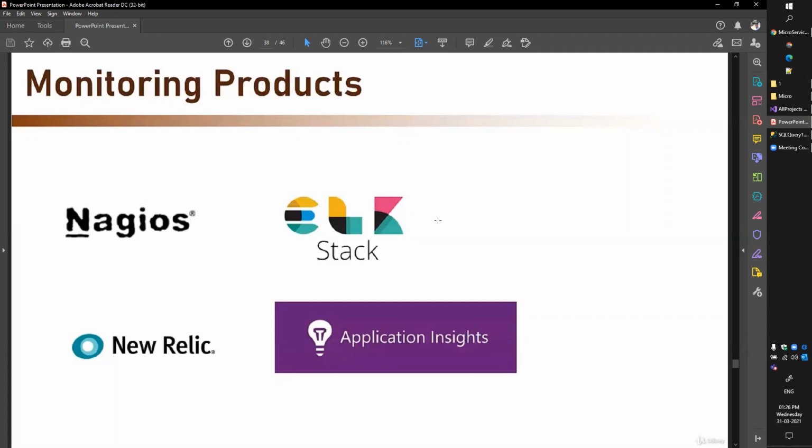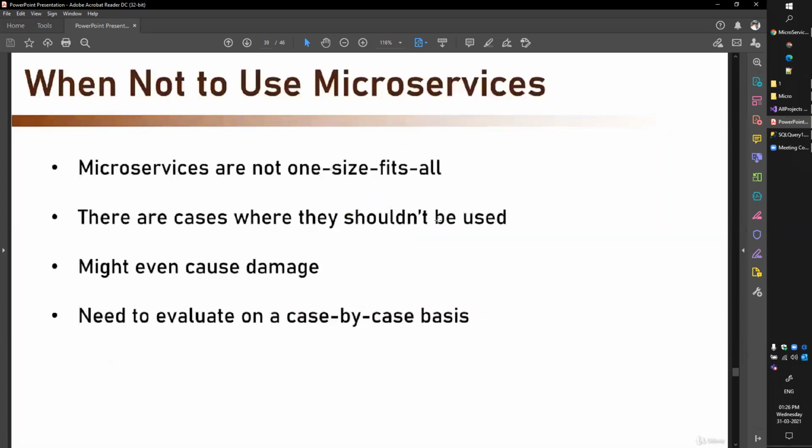Let's move on. For monitoring as well, there are many different tools available in the market. So for every problem statement we have seen in microservices, there is a tool available, which was not the case with service-oriented architecture in the 90s. And that is why microservices is getting momentum.